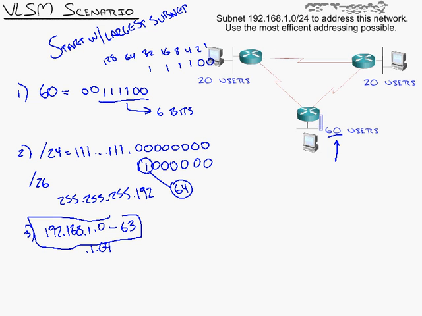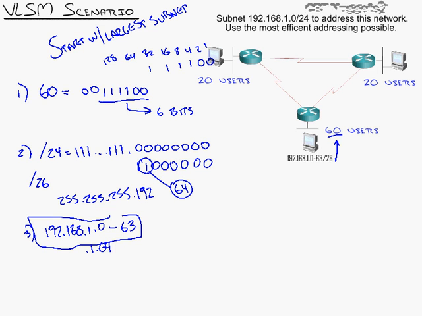Right here will be 192.168.1.0 through 63 slash, and I'll put my subnet mask, 26. Let me just increase that font size a little bit. There we go. I'll drag that right here. Good. So we've got that, which is now my first VLSM subnet.